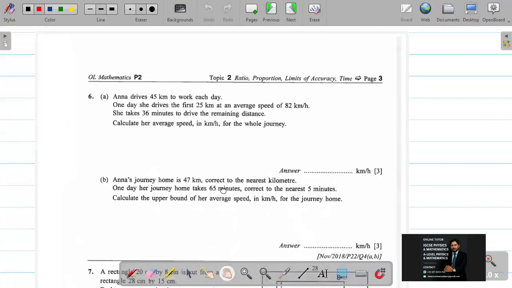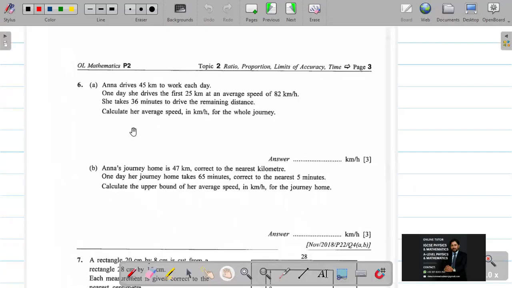That is question number 6, where he is saying, Anna drives 45 kilometers to work each day. One day she drives the first 25 kilometers at a speed of 82 kilometers per hour. She takes 36 minutes to drive the remaining distance. Calculate the average speed in kilometers per hour for the whole journey.